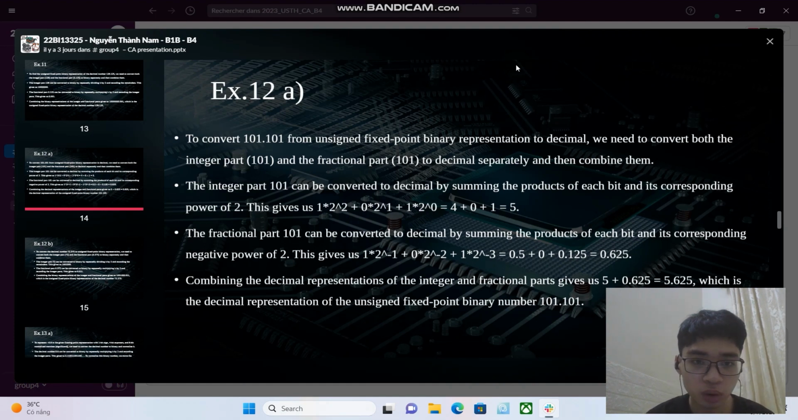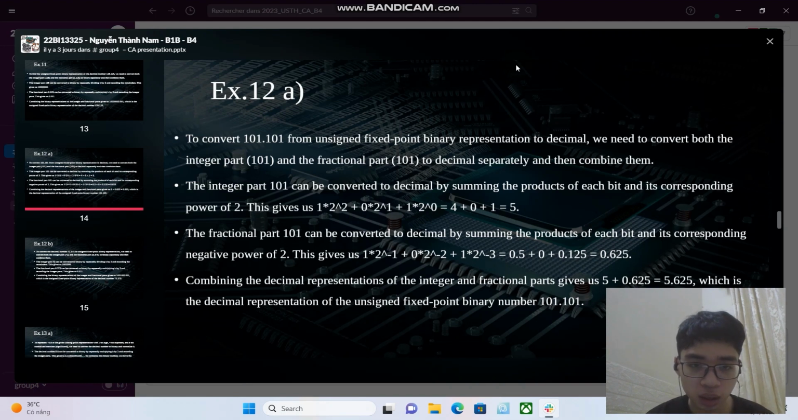The integer part 101 can be converted to decimal by summing the product of each bit and its corresponding power of 2. This gives us 1 times 2 to the power 2 plus 0 times 2 to the power 1 plus 1 times 2 to the power 0 equals 4 plus 0 plus 1 equals 5.